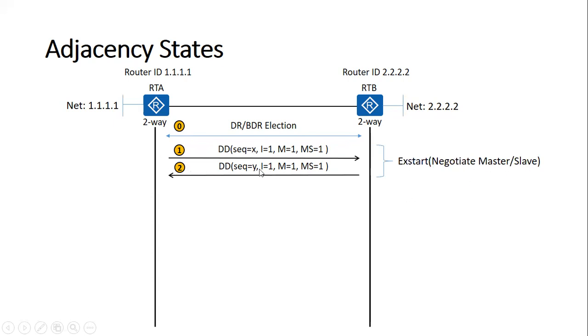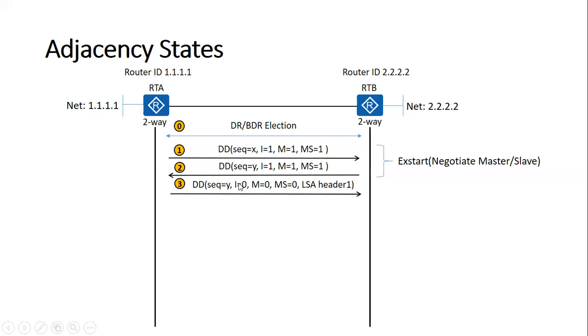Now that you have determined that this is the master and this one is the slave, now it will send another DD with the network, with the LSA, the trailer, remember the trailer, the network description, a brief description of the network. Which sequence number will it use? It will use the sequence number that was set by the master. You see now how the sequence numbers are used? It will send a DD and it will use the sequence number that was set by the master.